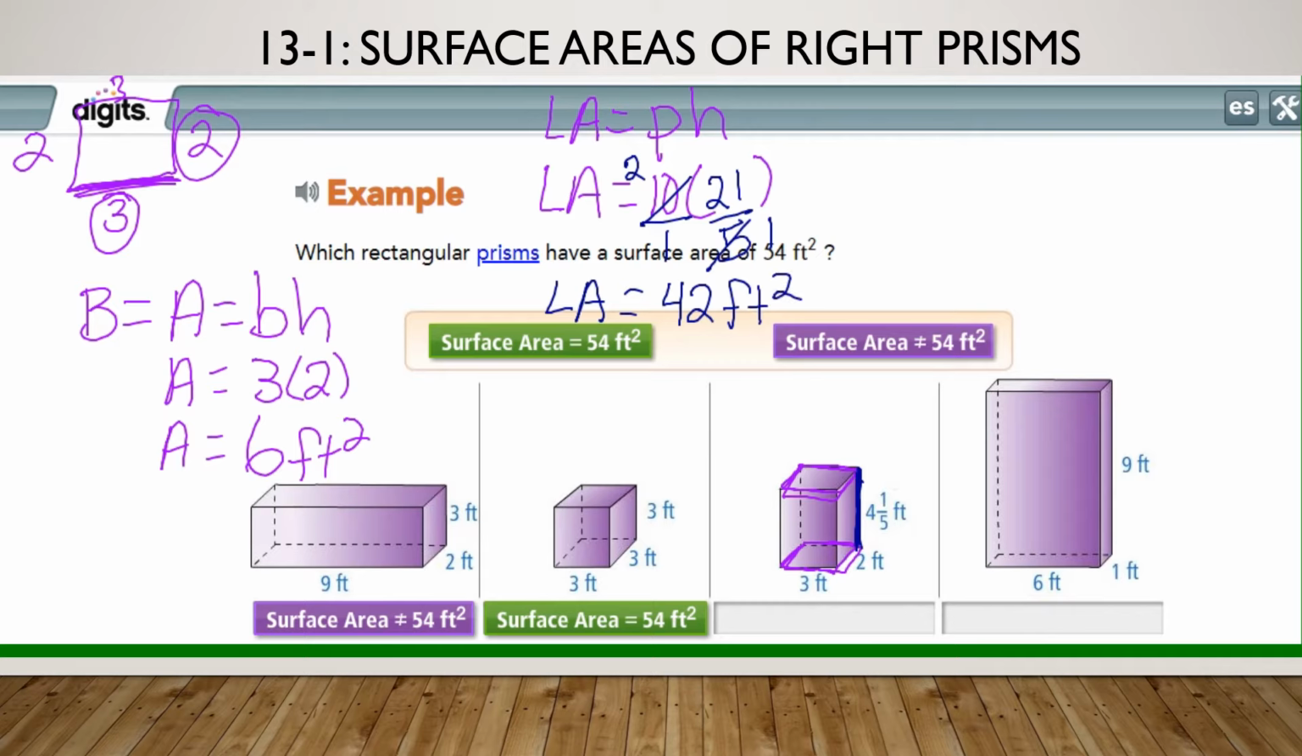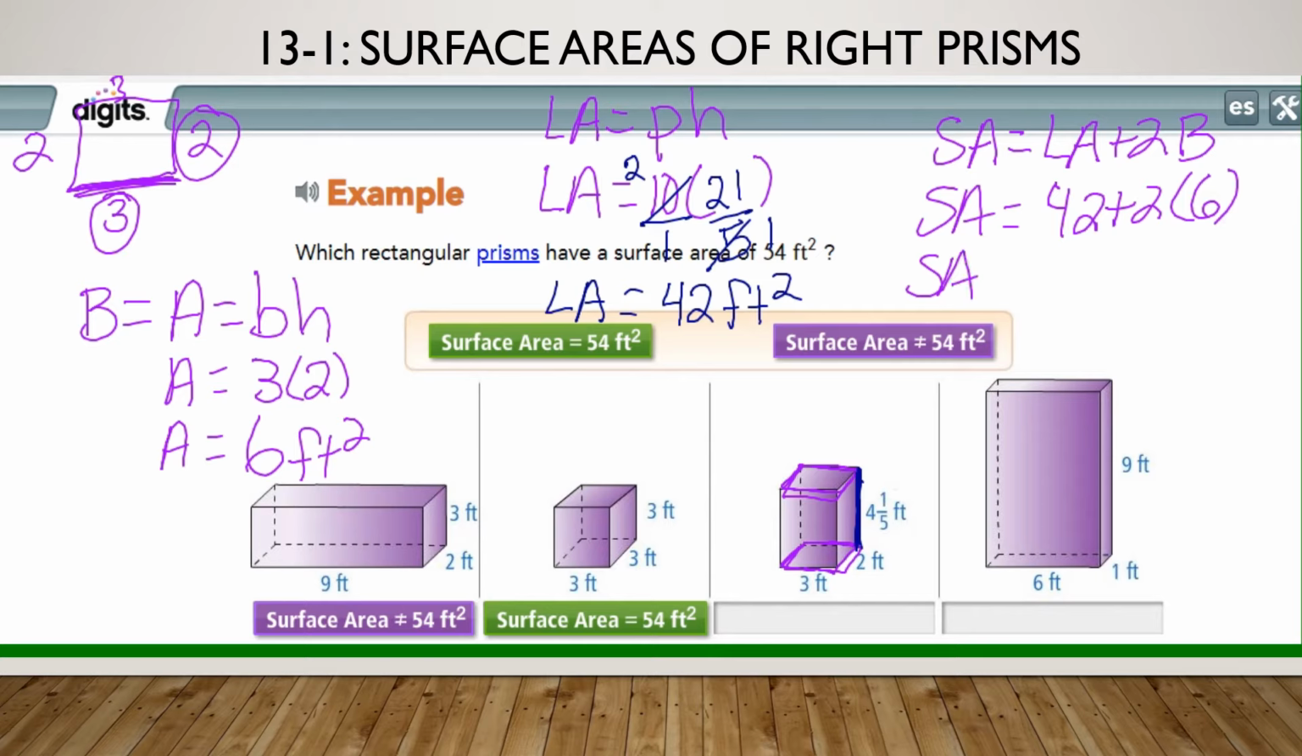Now we're going to tie it all together, write our surface area formula. Surface area equals lateral area plus 2 times the area of the base. Now I'm going to substitute in 42 for the lateral area. And for the area of the base, I'm going to substitute in 6. And then I have to make sure I multiply 2 times 6, which is 12. And then I'm going to go ahead and add 42 plus 12, which is 54. And do not forget your units. So there's 54 feet squared for this one here, the third one.